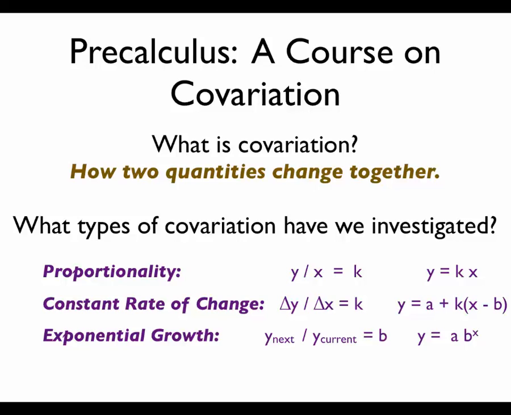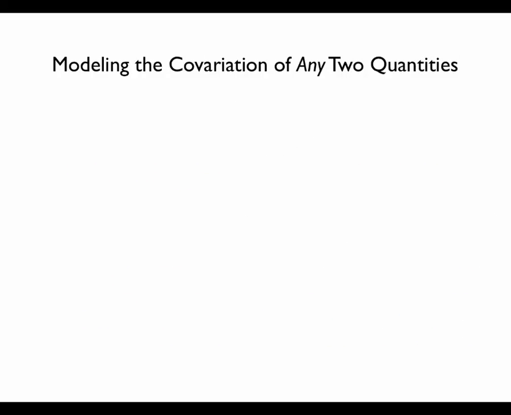Okay, so this is kind of a summary of what we've done so far. So now we want to look at covariation in general, in terms of maybe creating a graph or just talking about, not necessarily a particular mathematical type of covariation, but just really wrestling with how do two quantities change together given a situation. Okay, so this is the idea of modeling the covariation of any two quantities. So not necessarily constant rate of change, not necessarily exponential growth. So we're letting go of the confinement of a mathematical relationship and just saying the covariation of any two quantities that we could be talking about.